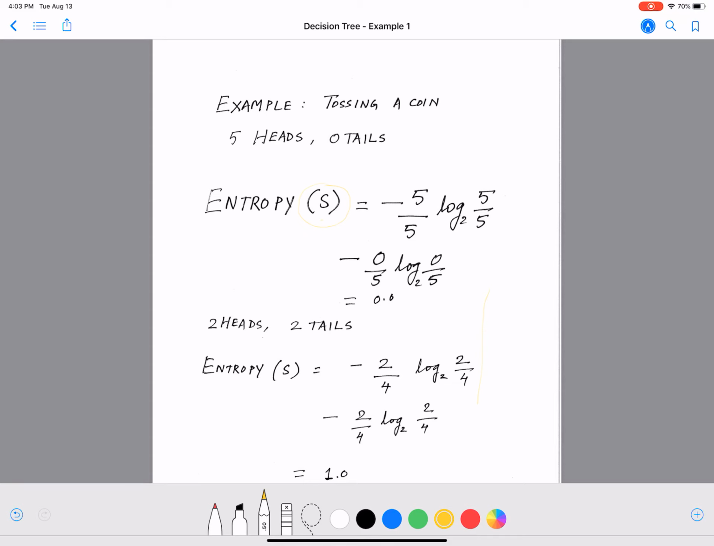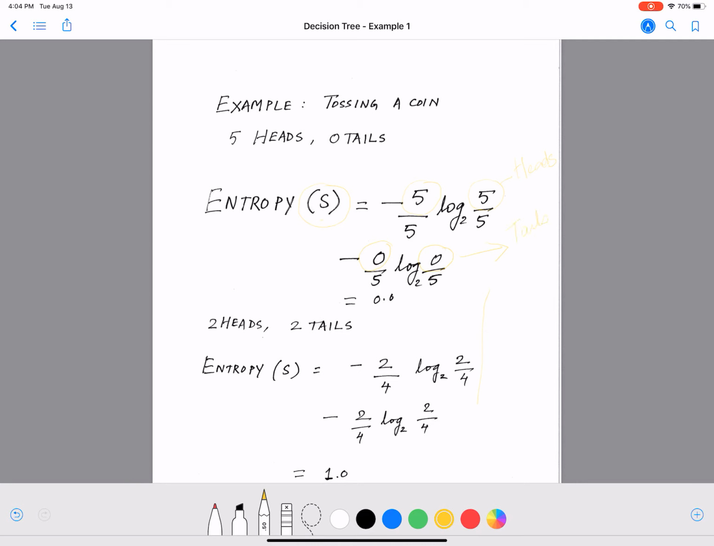So now the 5 here represents your heads that you recorded, and 0 tails is given by these two values in your entropy calculation.